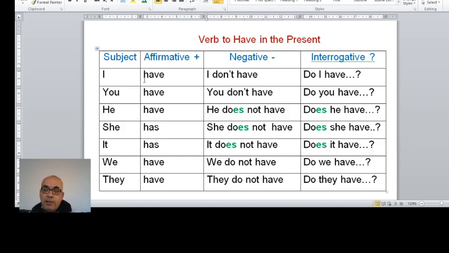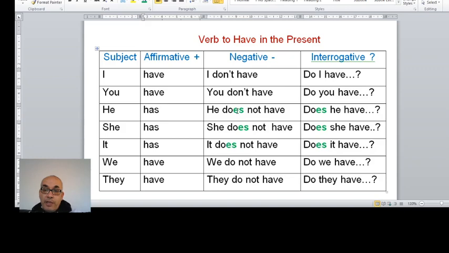So I'm going to read the table. I have, I don't have, do I have. For example, do I have a pen? You have, you don't have, and do you have. He has, oops, this is a mistake, a big mistake. He has, sorry, it's a typing mistake. He has, he doesn't have. So after doesn't, you have to use have. So he does not have.